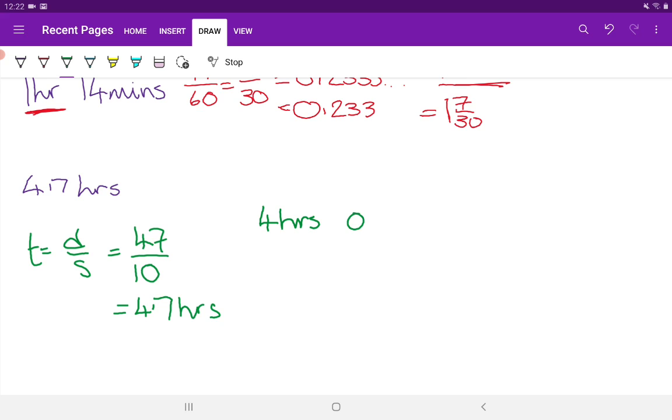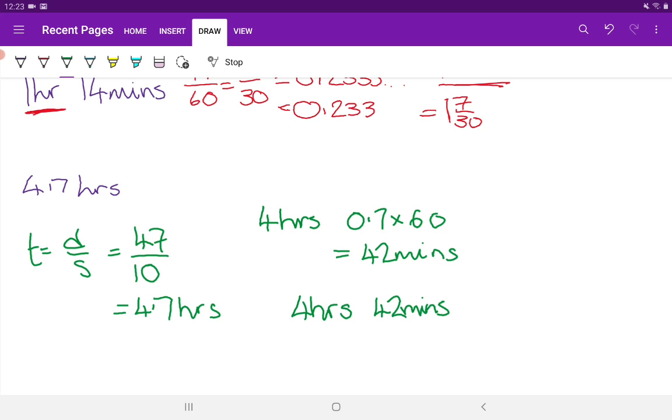0.7 of an hour, how would we turn that into minutes? Well, we've been dividing by 60, so we're going to do the opposite. We're going to times it by 60. Okay, and we get 42 minutes. So if we get an answer out of 4.7 hours, what that means is 4 hours, 42 minutes.